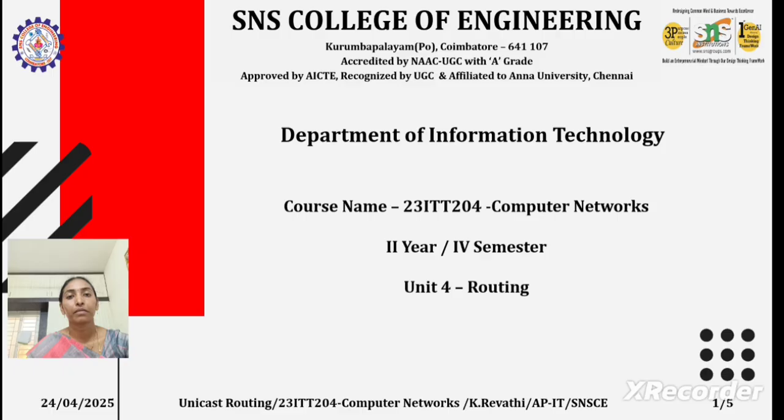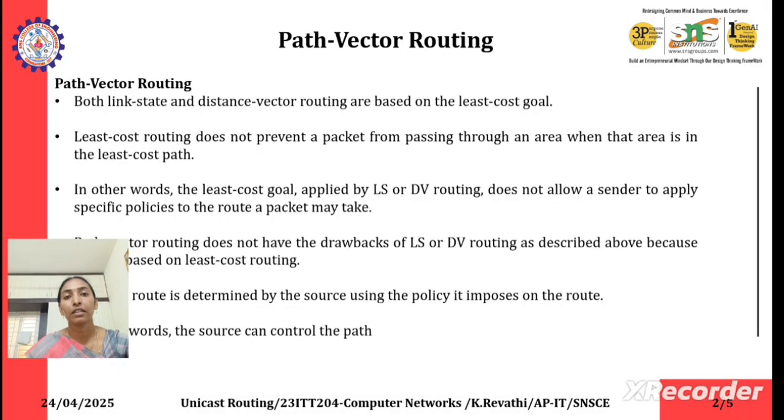In my today's lecture series, we are going to see about unicast routing, which is an example of path vector routing. Before moving on to the topic, you have to know about routing. Routing is the process of selecting the best path from the source to the destination in order to transfer the data. Here the path vector routing is based on the least cost goal.